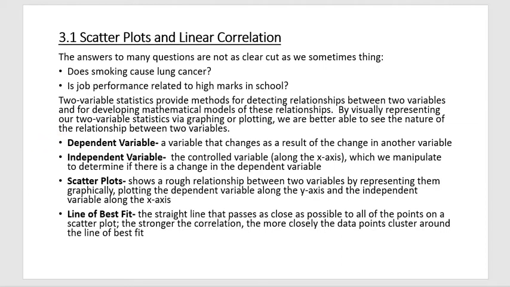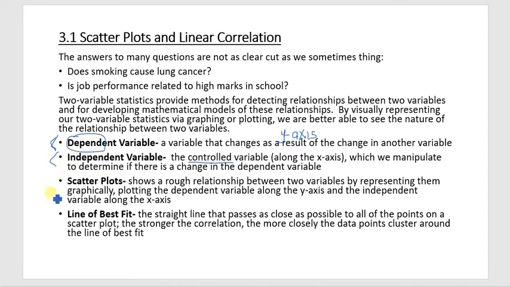We have dependent variable, and that is a variable that changes as a result of a change in another variable. So this one depends. Okay, and I know we've gone through this before. Independent variable, this is the one that we actually control. This is the control variable. This one's along the x-axis, dependent variable along the y-axis. And an independent variable is the one that we manipulate to determine if there's a change in the dependent variable.